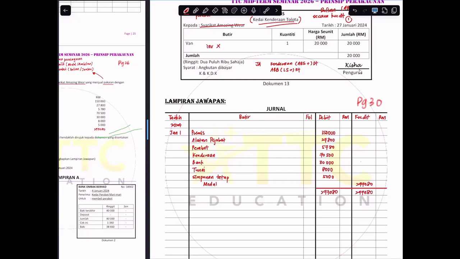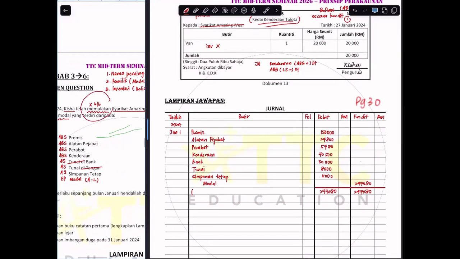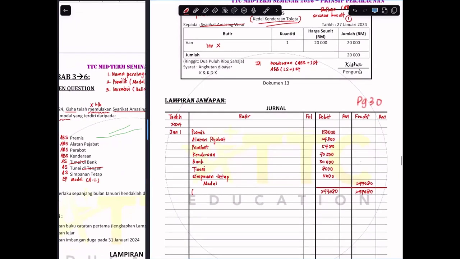And don't forget, we need to write the sentence, keterangan. Keterangan means a sentence to explain what is happening here. And just now we mentioned, there's no baki in this question, right? So don't write baki here. It's a new business, so we need to write memulakan perniagaan pada tarikh ini.